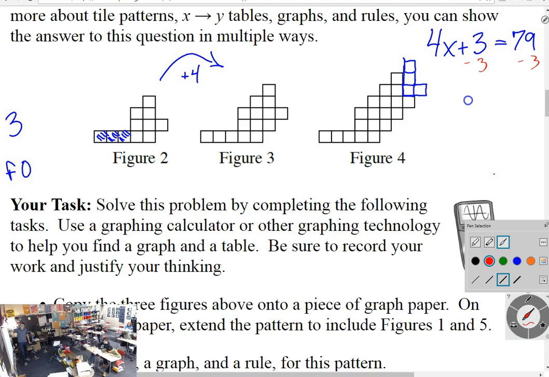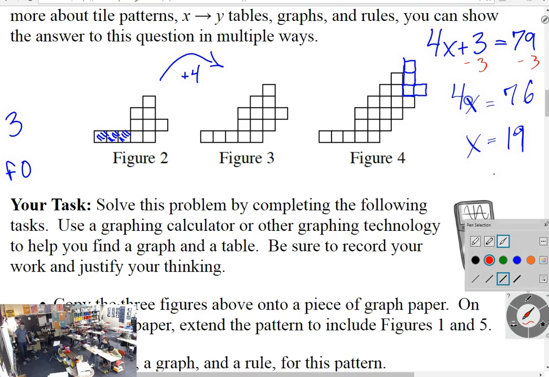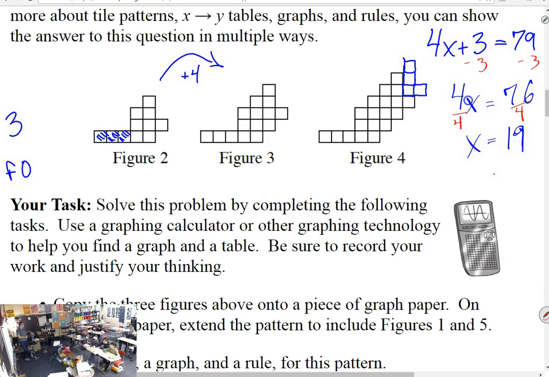Exactly what Alex said. We can take 3 away from both sides. That will then give me 4x equals 76. And that's how he gets to x equals 19. Because to get x by itself, what did you do between this step and this step? I divided each side by 4. So Rachel, Mina, and Alex, see me after class.